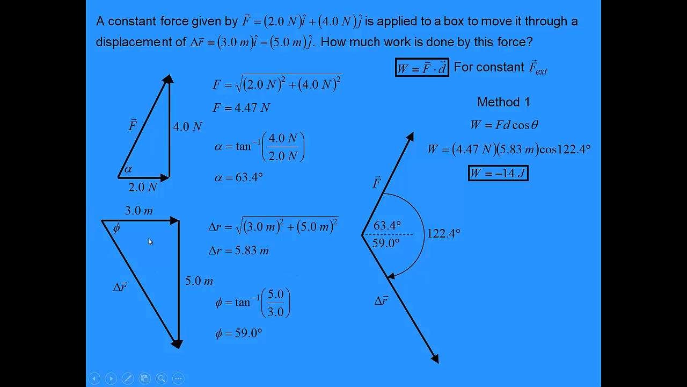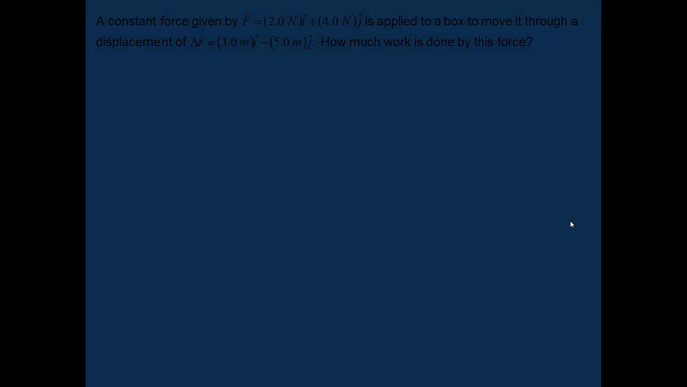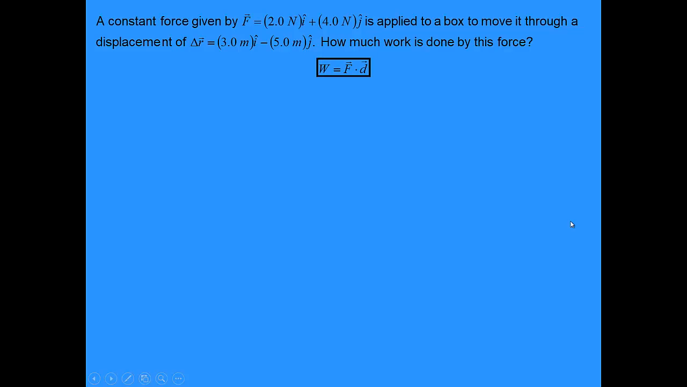We had to draw the two diagrams. We had to figure out all the angles and the magnitudes. And certainly this would work. But if we apply what we know about dot products now, scalar products, we can actually do this quicker if we do the vector algebra. So here's method 2.